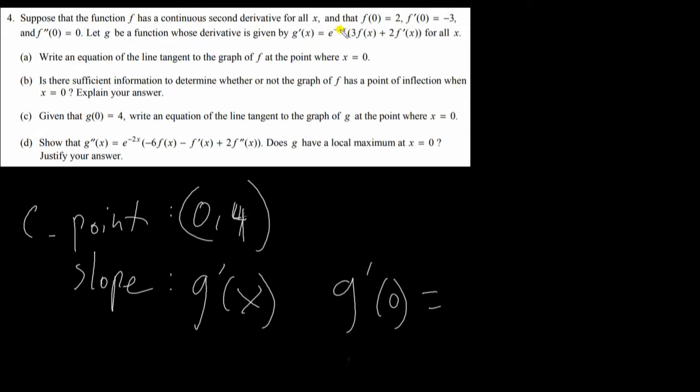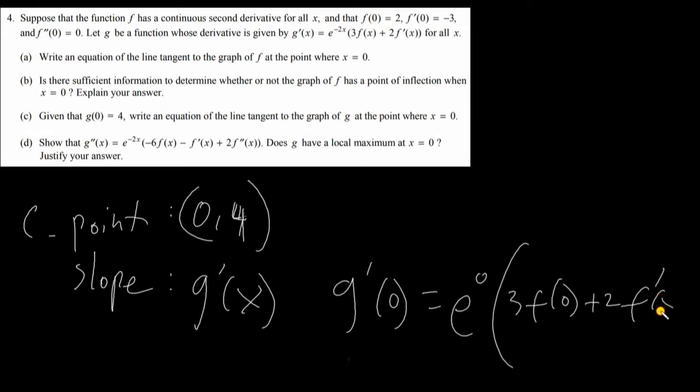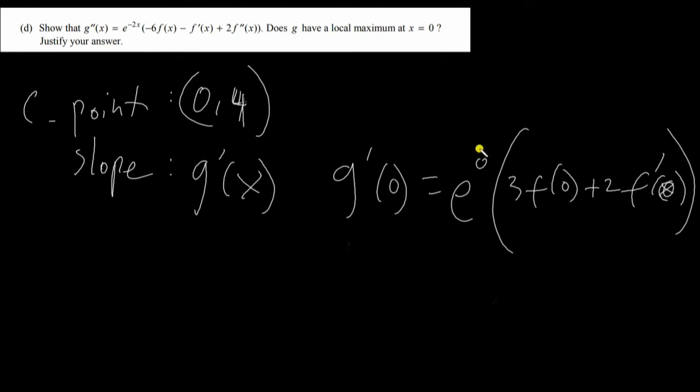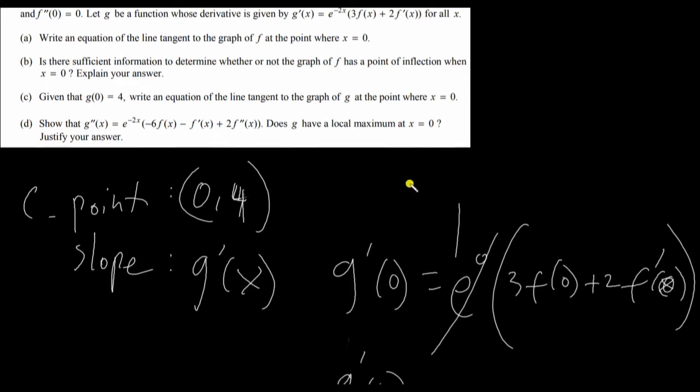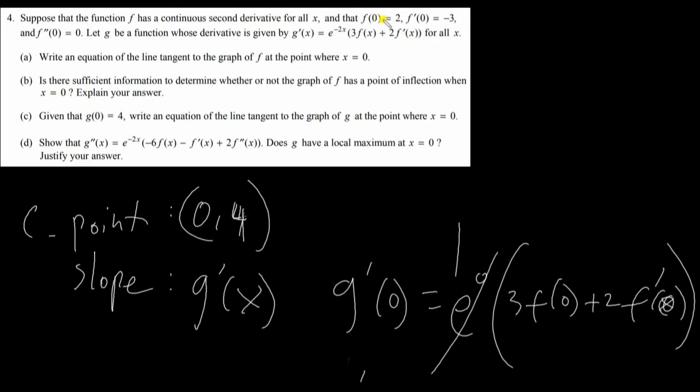So e to the negative 2 times 0 is going to be 1, because e to the 0 is 1. And then 3 times f of 0 plus 2 f prime of 0. Right, like I said, this is just going to be 1. And then 3 times f of 0. How do we figure out 3 times f of 0? Well, the way we figure out f of 0 and f prime of 0 is by looking at the information they gave us of f and its derivatives evaluated at x equals 0. So we know that f of 0, from this list rather, f of 0 is 2.